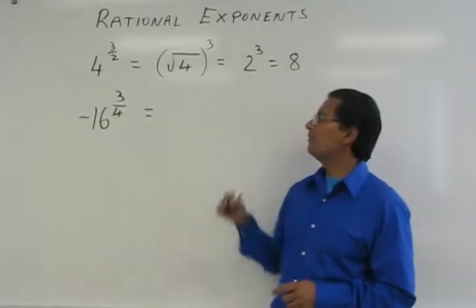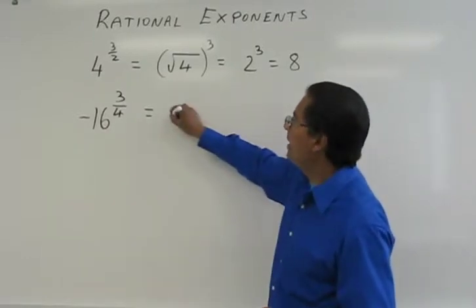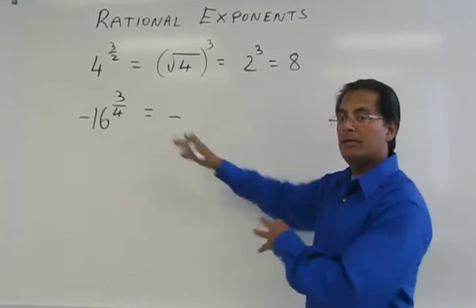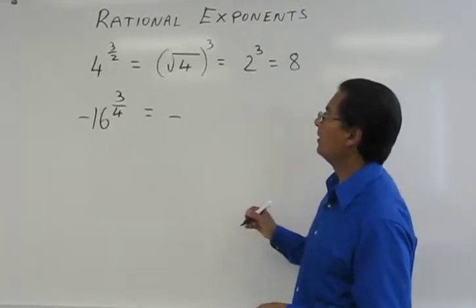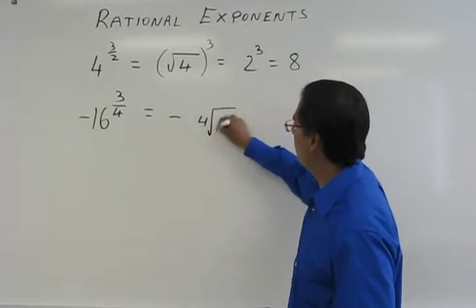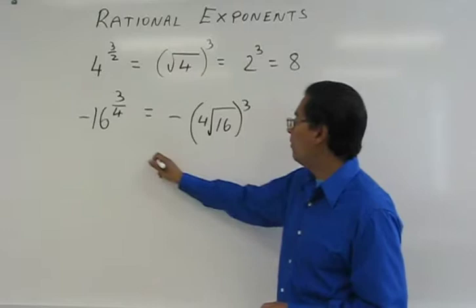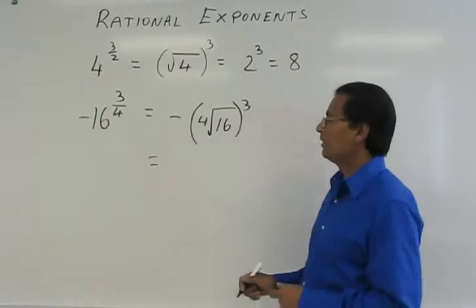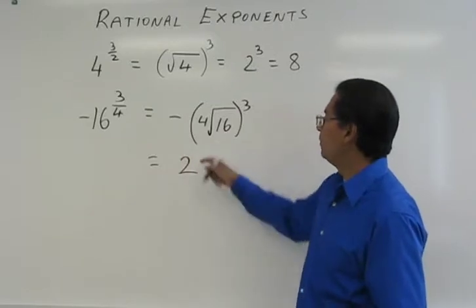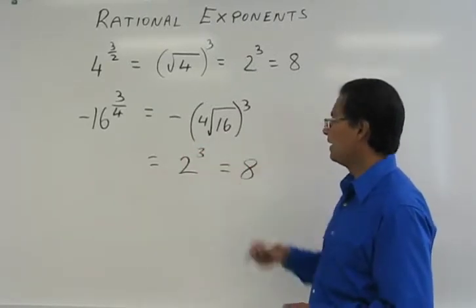Let's take another example. If we have negative 16 to the 3/4 power, what does that mean? Well, that means negative, because the negative is not being applied to the power or the root. It's the negative in front. But we have the 4th root of 16, and we're going to cube that. So what is the 4th root of 16? You might recall that 2 to the 4th power is 16. So this is going to be negative 2 raised to the 3 power. This is going to be negative 8.